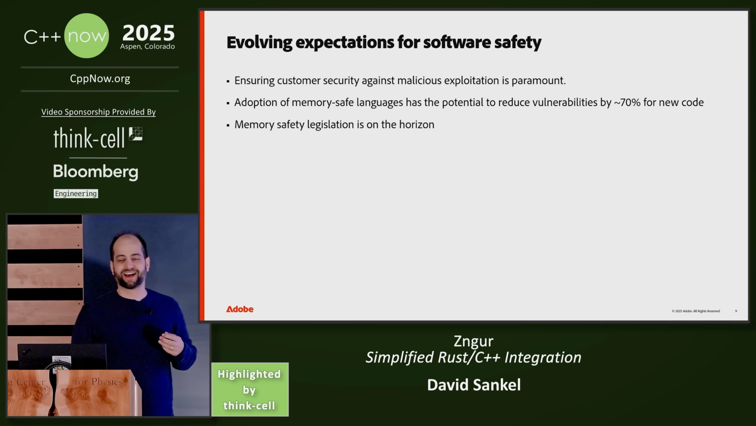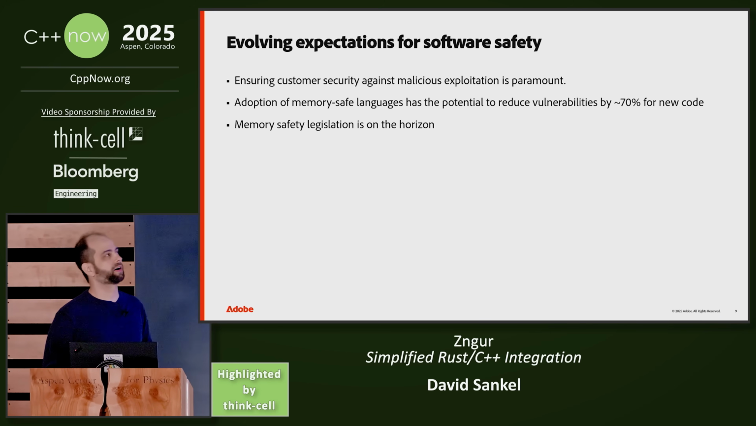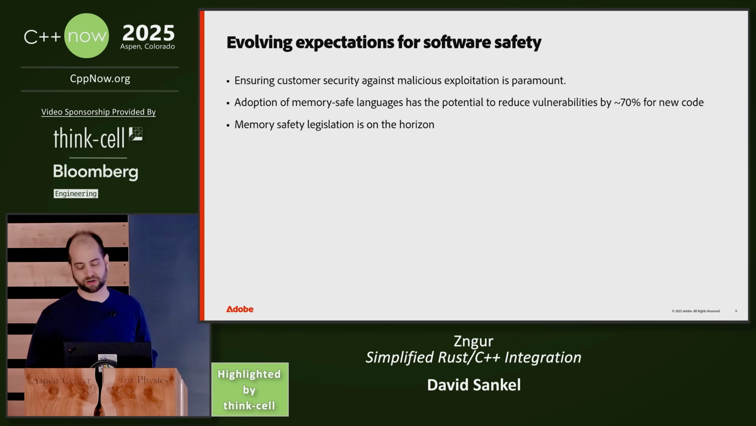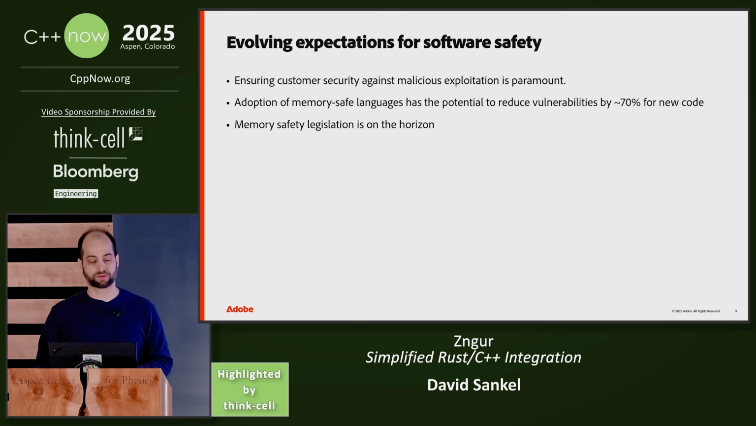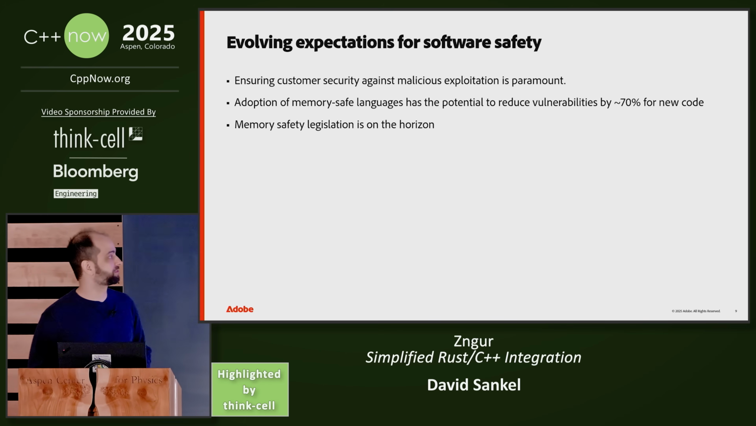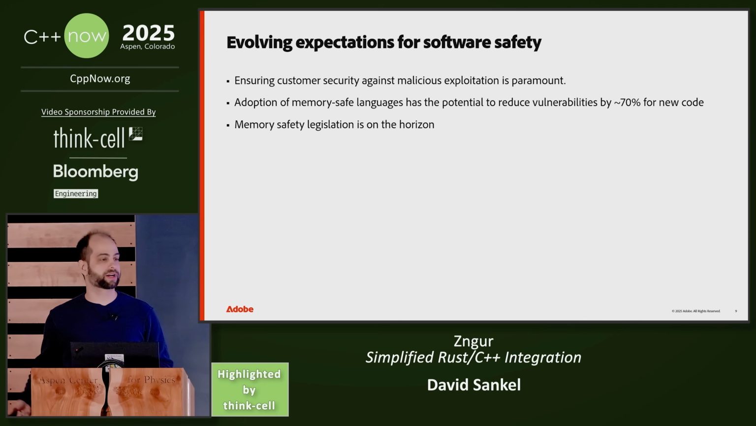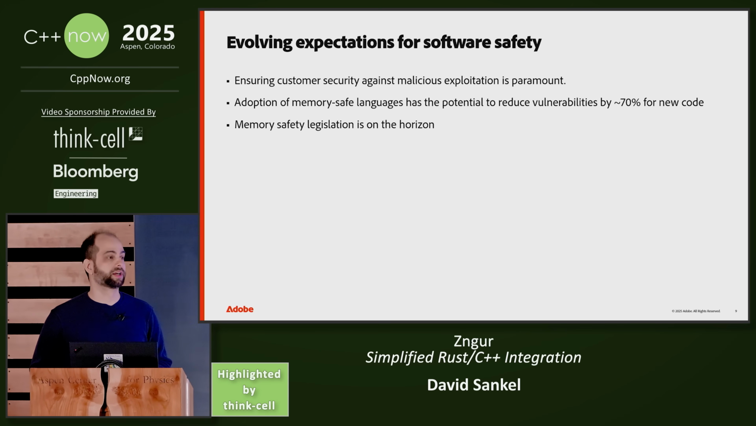Moving swiftly on, there's also evolving expectations for software safety, right? And this is one of the big motivators that has come to prominence lately. Software developers generally want to ensure their customers are secure against malicious exploitation, right? That's extremely important. And adoption of memory-safe languages has the potential to reduce vulnerabilities by 70% for newly created code. This is based on the data that we've seen internally at Adobe. It's also similar numbers for other companies that have published their information.